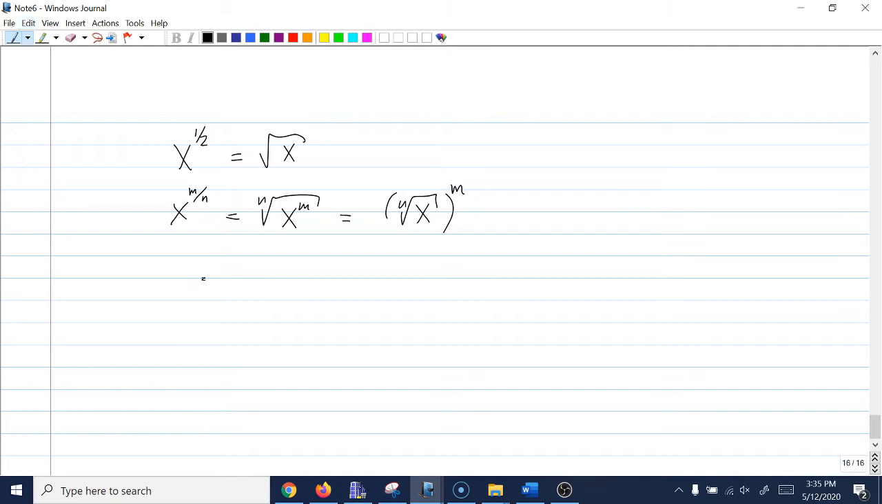What does a negative exponent mean? X to the negative 1 means 1 over x, and in general, x to a negative anything means 1 over that power of x.